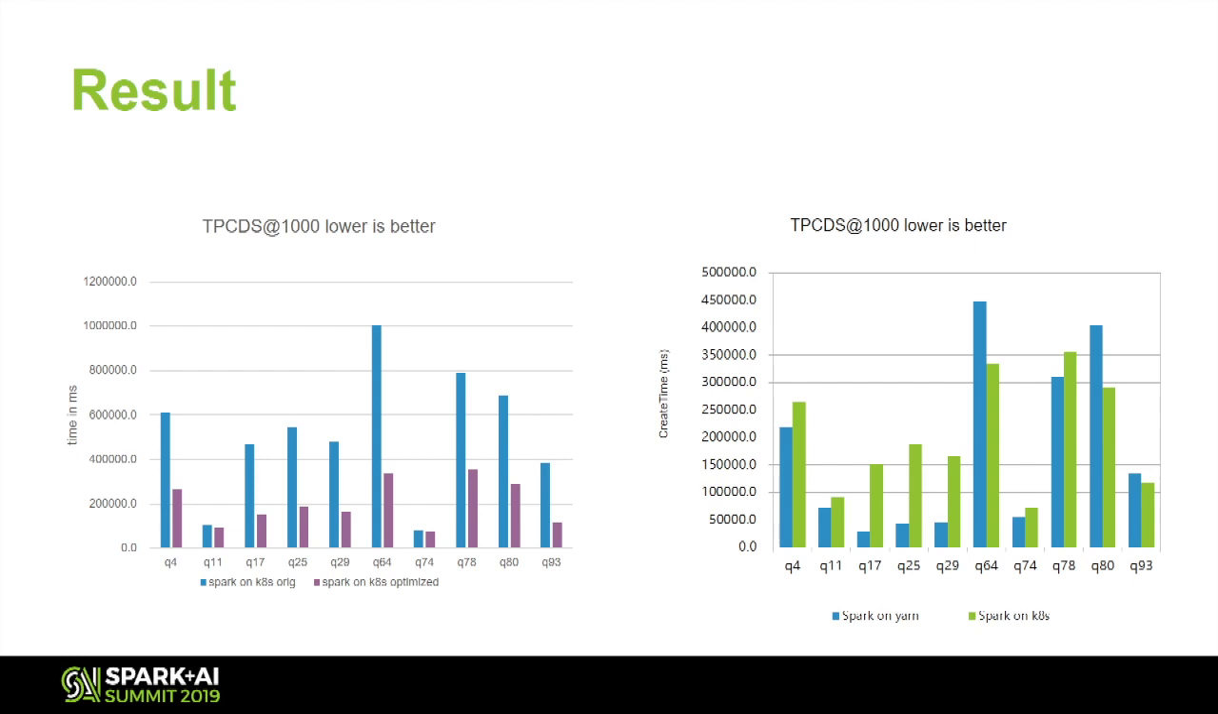The right chart compares Spark on Kubernetes. Yeah, Q64 is a very complex query, right? Yeah, so in general, it should be peers, I mean, for Kubernetes and Yarn. At first you can see Kubernetes is faster because we are using the RAM-backed file system.